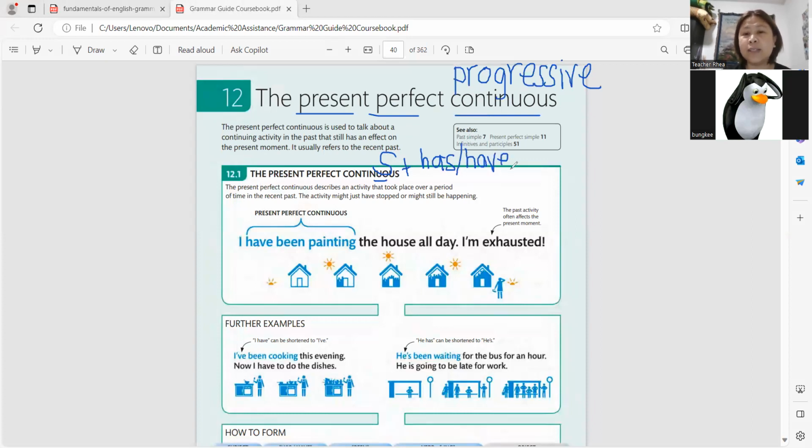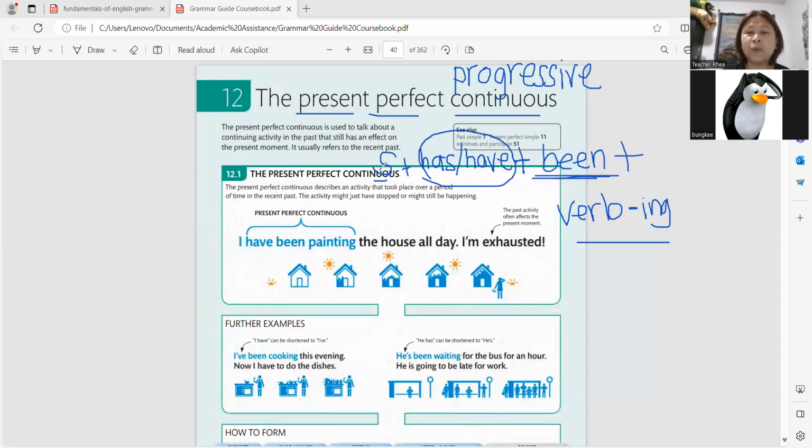then there is been. So been here is constant. Even if it is plural or singular, been is always been. It can never be changed. Then the ing form of the verb. So verb plus the ing form. If in present perfect it's only has and have, then the third form of the verb, in present perfect progressive or continuous, it's has, have, been, then the ing form of the verb.